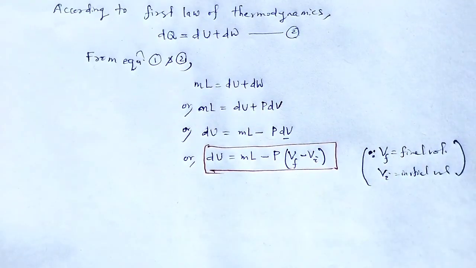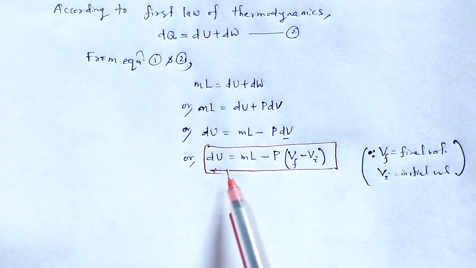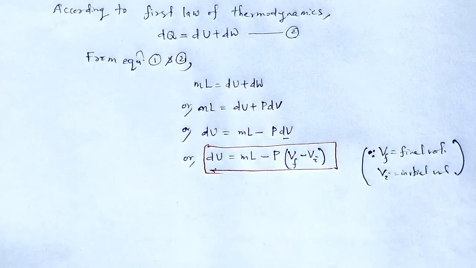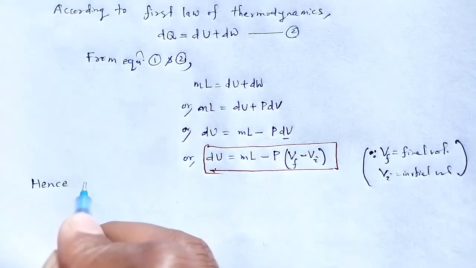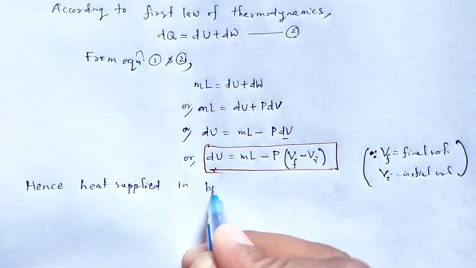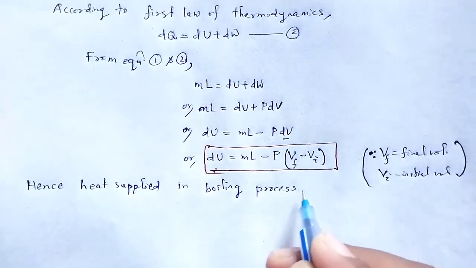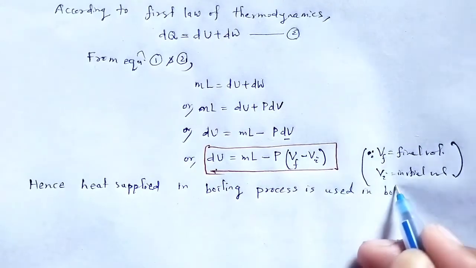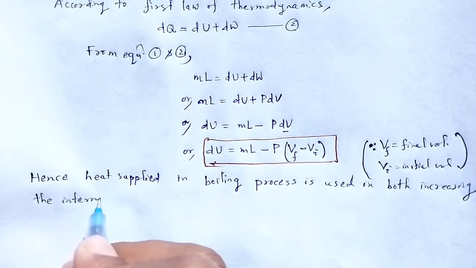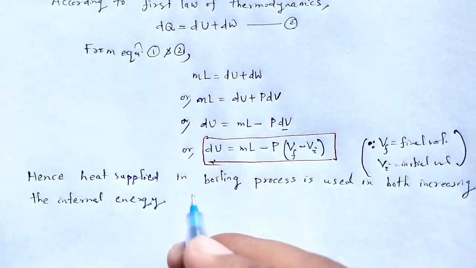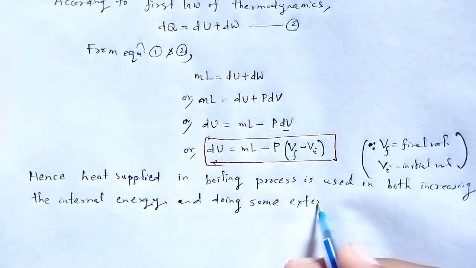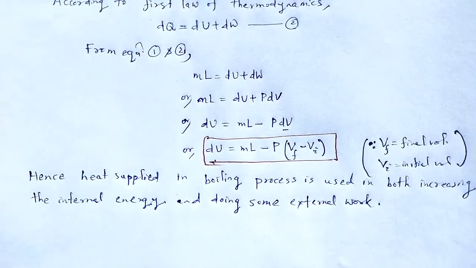So from that equation we clarify that the heat supplied in the boiling process is used both in increasing the internal energy and in doing some external work. So here the first law of thermodynamics helps to describe the boiling process.